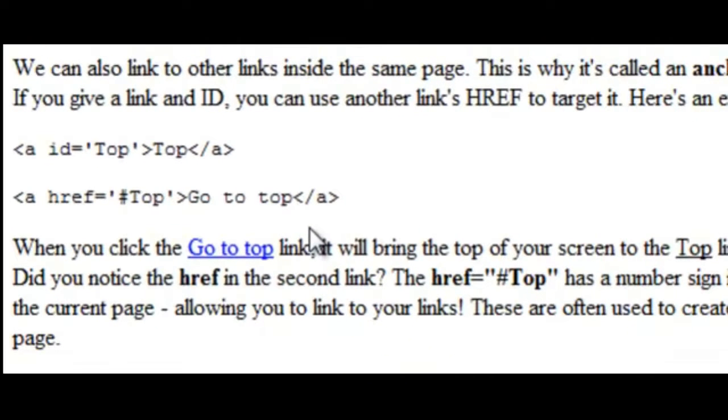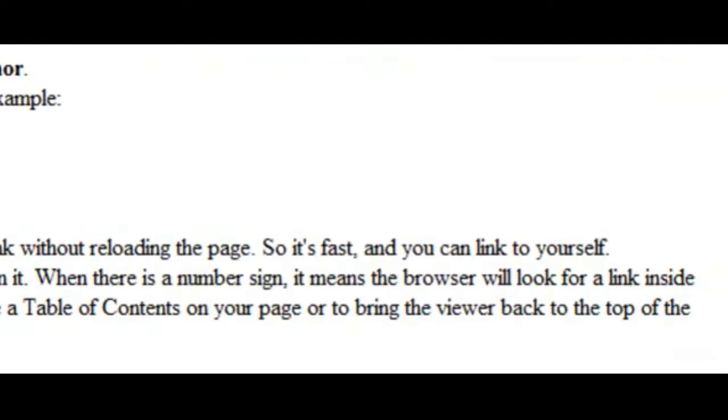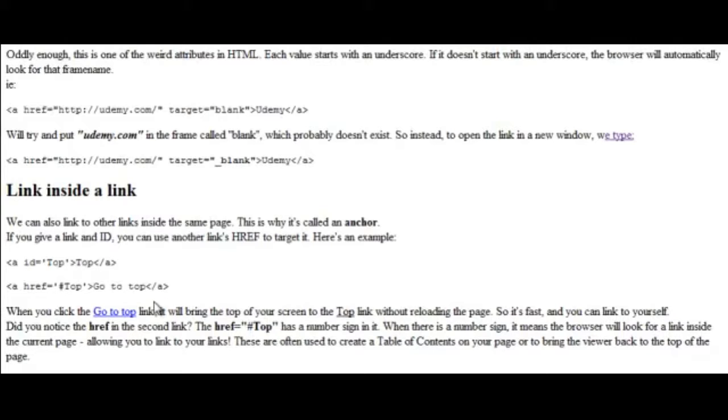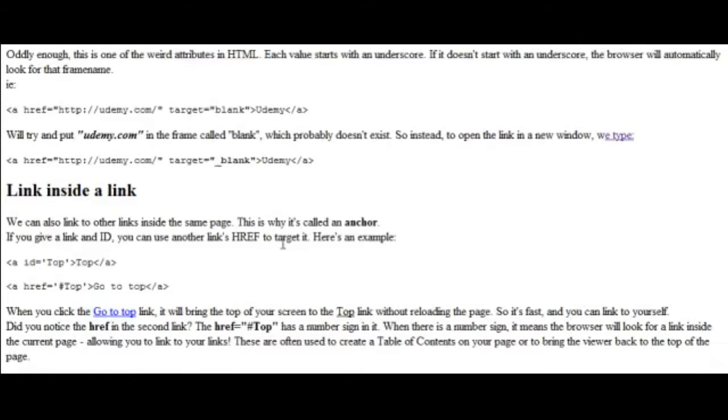Now you might think to yourself, why would I use these? Or where would I use these? This type of anchoring is quite often used to create a table of contents on your page, or to bring the viewer back to the top of the page. You've probably at one point or another seen a website where it says top, or a little arrow pointing up, and if you click it, it brings you to the top of the page really quickly. That's exactly what this does. So now you know how to create a link. Formally, you probably already knew how. And now you know how to link to another link.